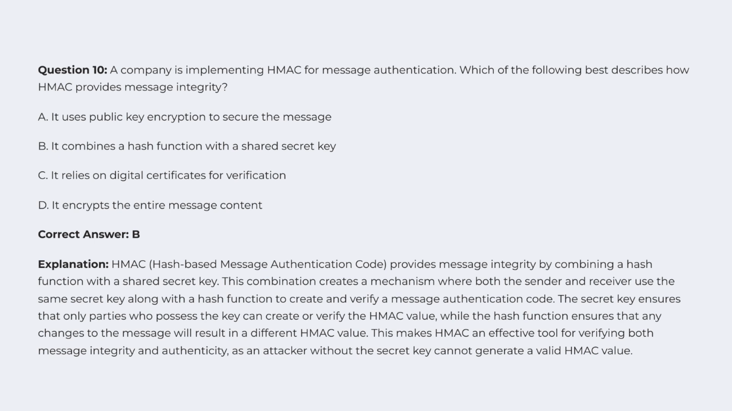The secret key ensures that only parties who possess the key can create or verify the HMAC value, while the hash function ensures that any changes to the message will result in a different HMAC value. This makes HMAC an effective tool for verifying both message integrity and authenticity, as an attacker without the secret key cannot generate a valid HMAC value.